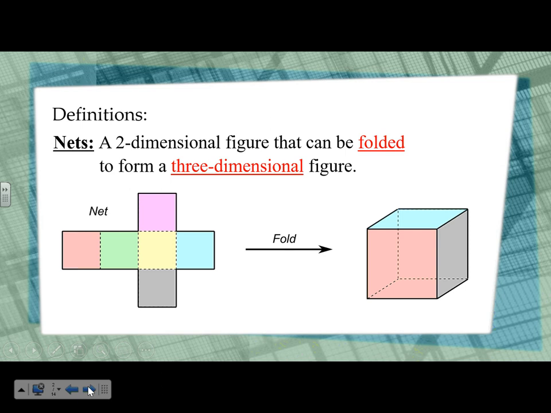Now, the other thing I want to mention is that nets aren't all the same. So, for instance, this cube could be different. I could do it differently. I could take these off, and I could put them over here, and it would still be a cube. There's several different ways you can draw these nets. I'll talk about the ways I like to do it later, but several different ways.